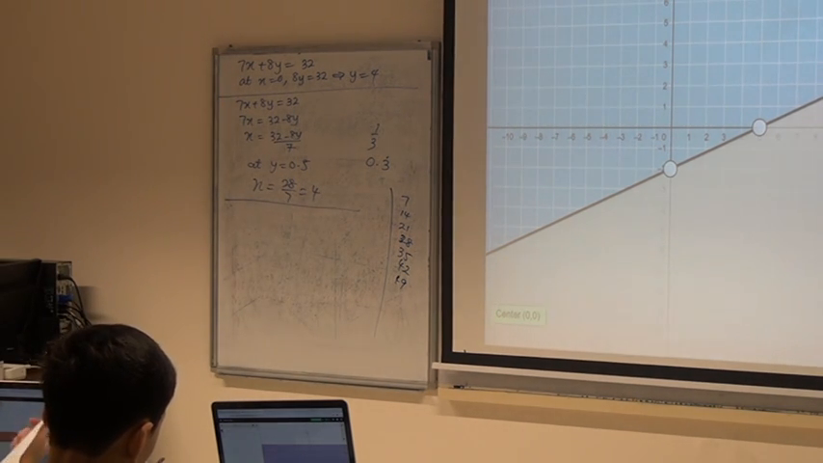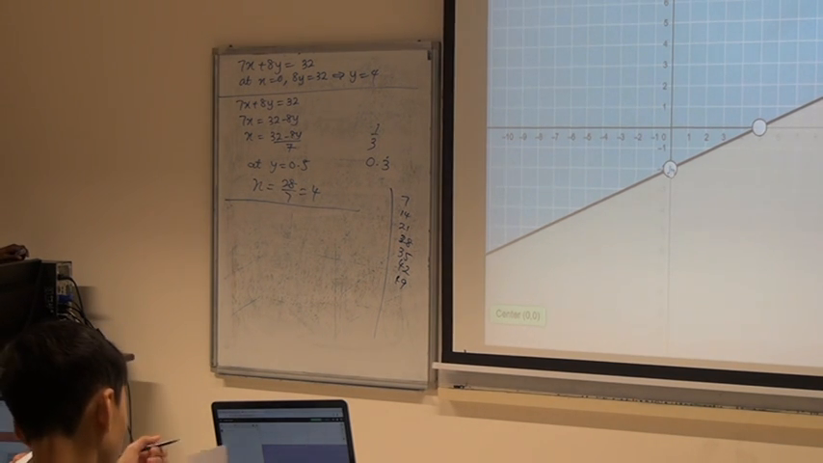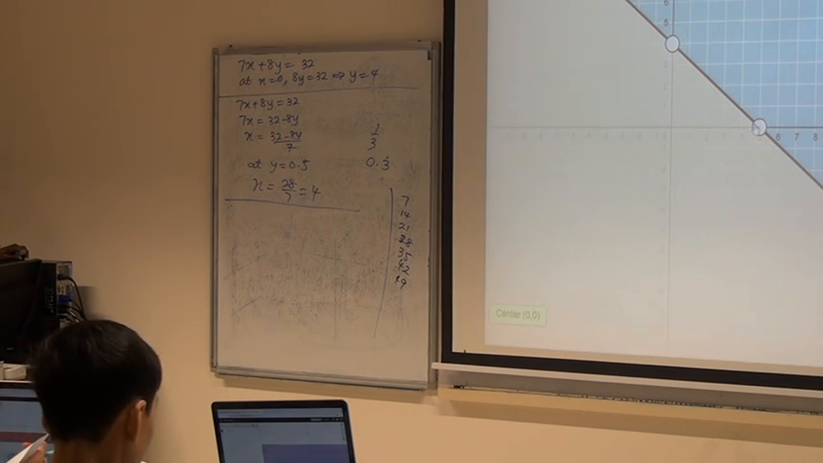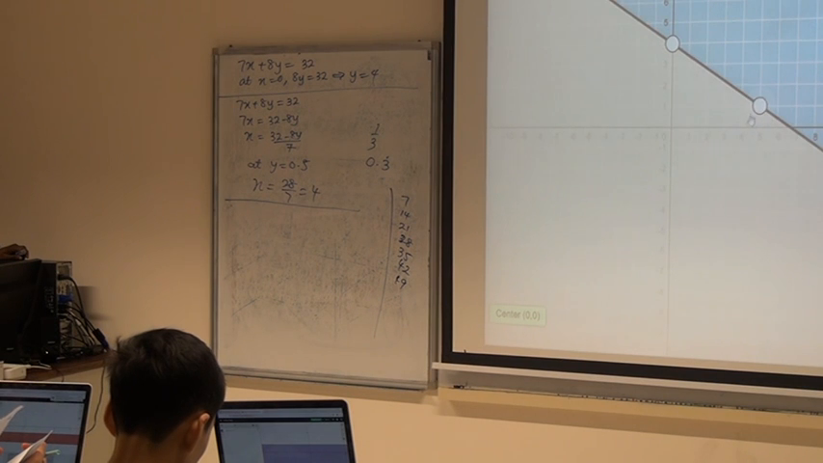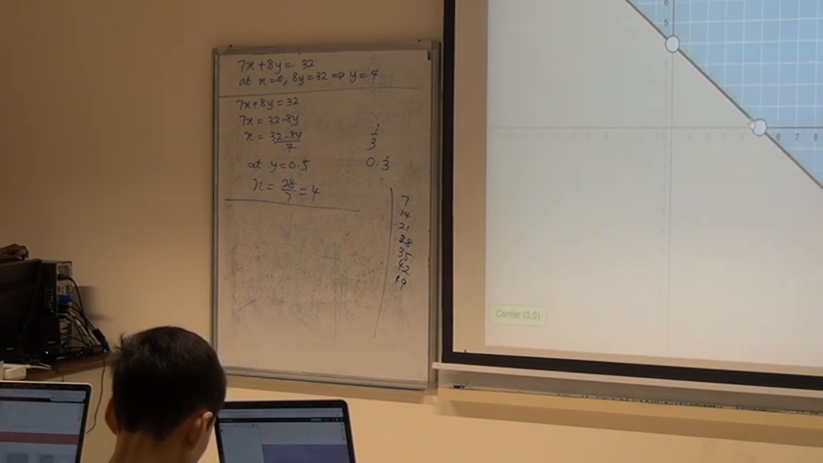So let's use the first one. X is 0, y is 4. Where is it? Here. Right? Then x is 4, y is 0.5. 4, 0.5. It's in between. Actually, you're not allowed to do decimal. That is not giving me a chance to do it.